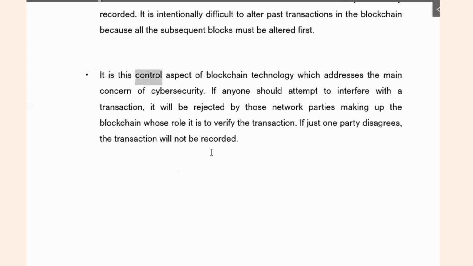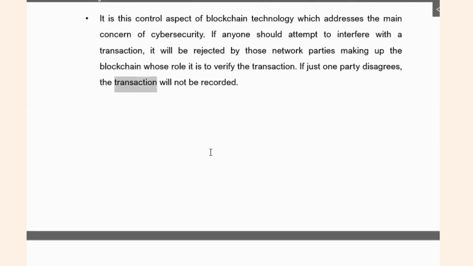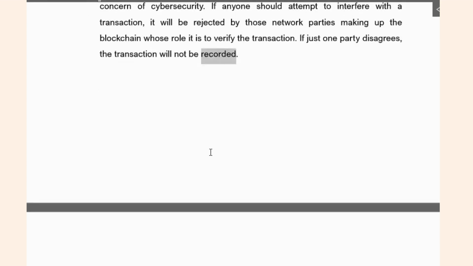It is this control aspect of blockchain technology which addresses the main concern of cybersecurity. If anyone should attempt to interfere with a transaction, it will be rejected by those network parties making up the blockchain whose role it is to verify the transaction. If just one party disagrees, the transaction will not be recorded.